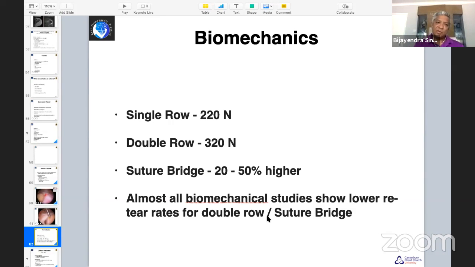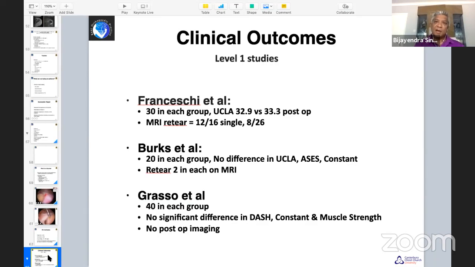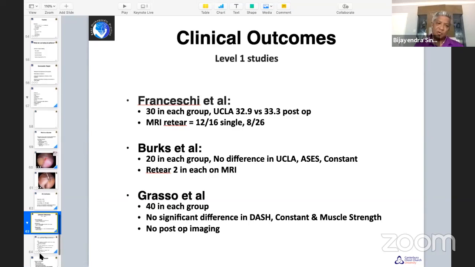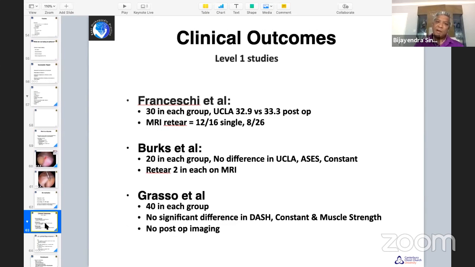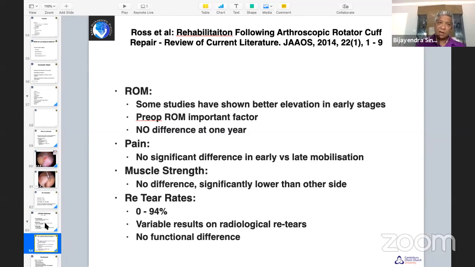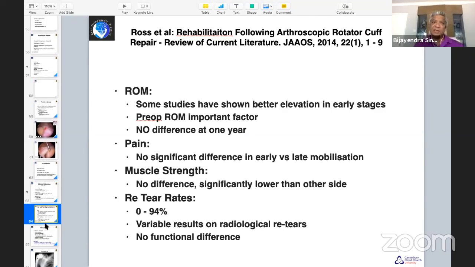But more and more studies, as I will show, are coming up to show that the double row is better. Now, the clinical outcomes of this use of single or double row shows that there is not a significant difference in most of these patients. But what we know is that certainly in the larger size of cuff tears, the double row has shown a lesser amount of re-tear rates with a double row repair, and hence that's what people are advising. What about the rehabilitation?